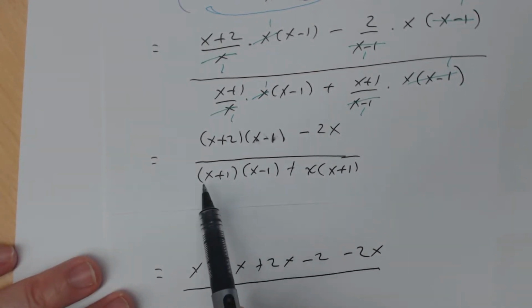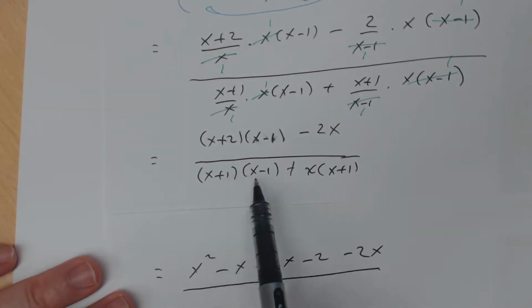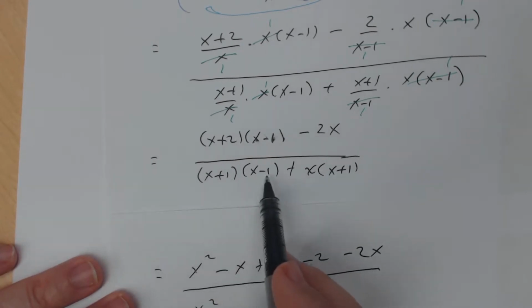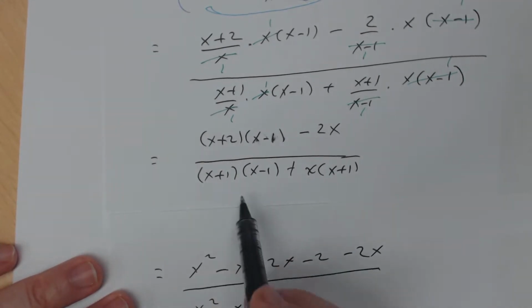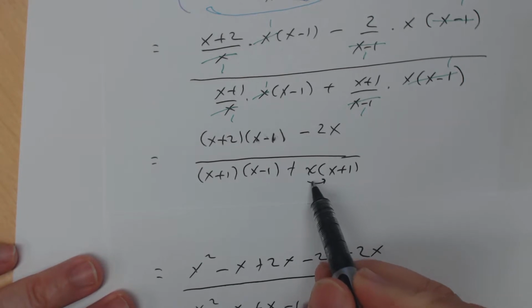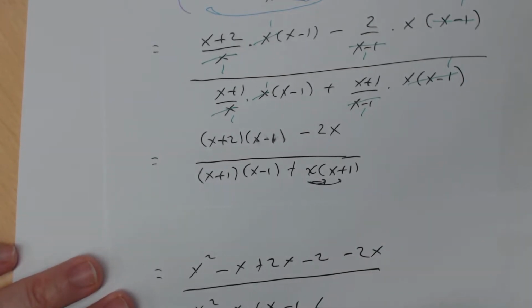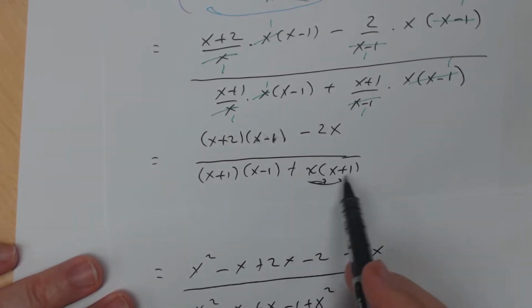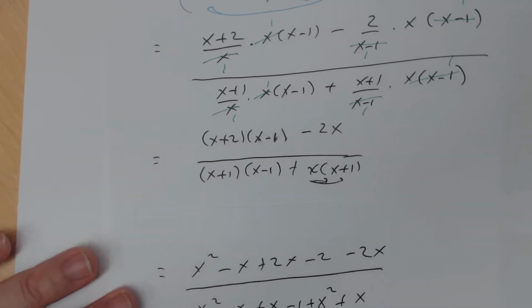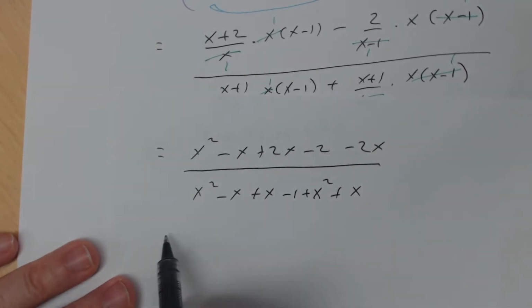My denominator, same thing. Use the FOIL method. x times x is x squared. The outer is a negative x. The inner is a positive x. And the last, a positive 1 times a negative 1, is a negative 1. And over here, you're going to distribute. x times x is x squared, so plus x squared. And then x times 1 is x. Now combine like terms.